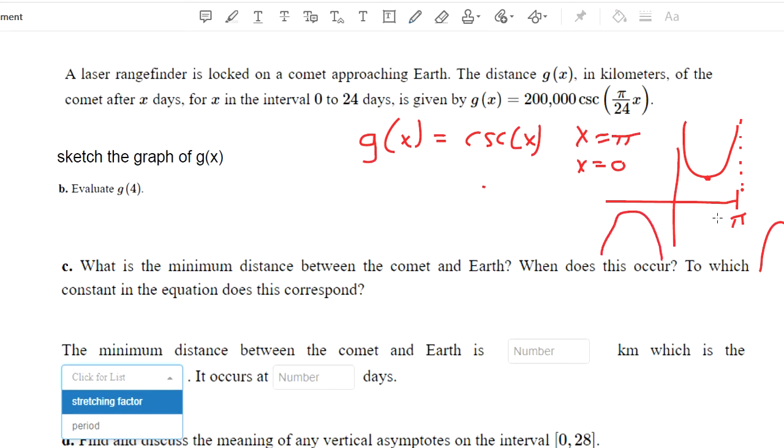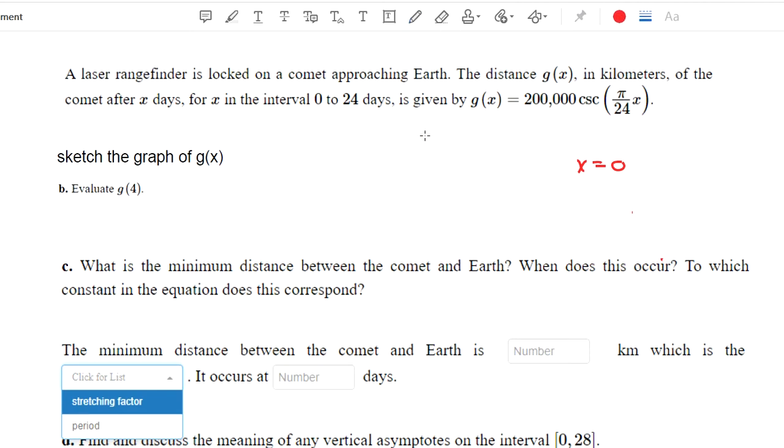Okay, so that's important because with this crazy looking function, we want to look out for when the inside of the cosecant function is going to be pi or 0 or anything like that, right? If you were to plug in pi right now for x, pi times pi makes pi squared, which doesn't come out to anything nice. But what if you plug in x equals 24?